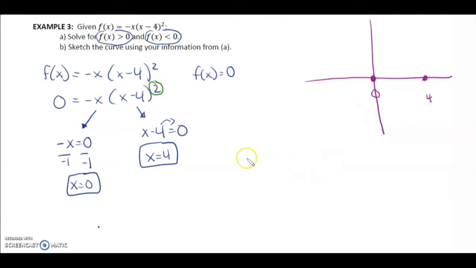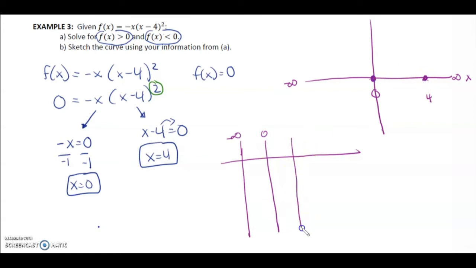Okay, now let's do the actual chart. Again, this x-axis can act as a number line. So this is infinity and this is negative infinity. If you visualize this, we can think of our intervals this way. So we have negative infinity to 0, 0 to 4, and 4 to infinity. Okay, we can get rid of that.